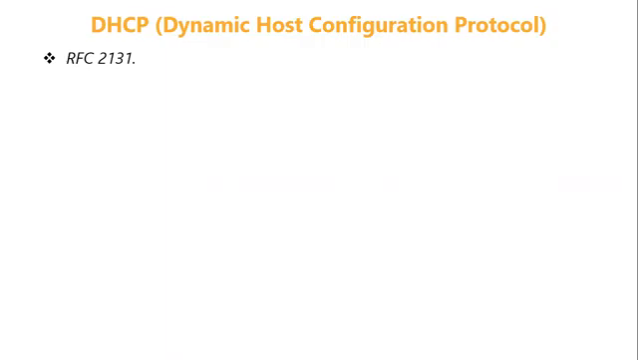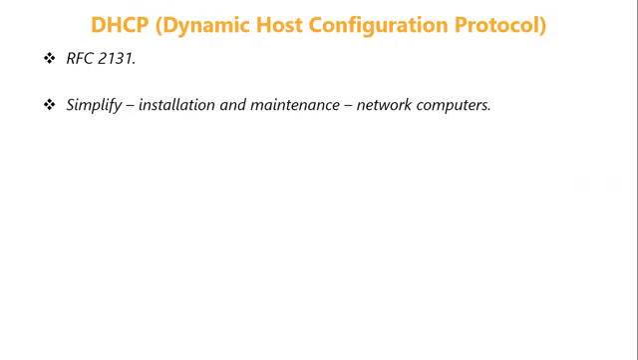The topic we'll be discussing in this lecture is DHCP, Dynamic Host Configuration Protocol. It is specified through RFC 2131, Request for Comments 2131. Mainly DHCP is used in mobile IP for identifying or allocating the COA, care of address.